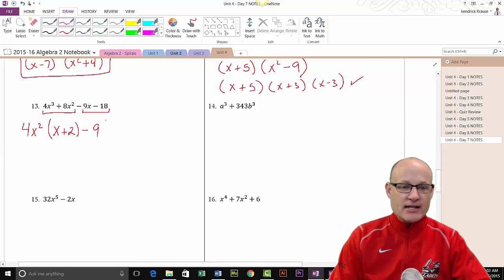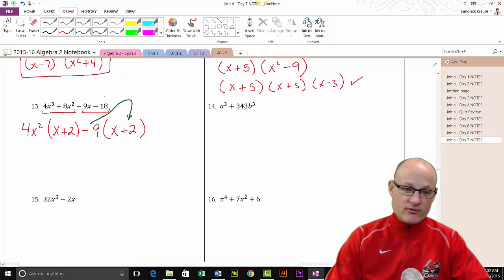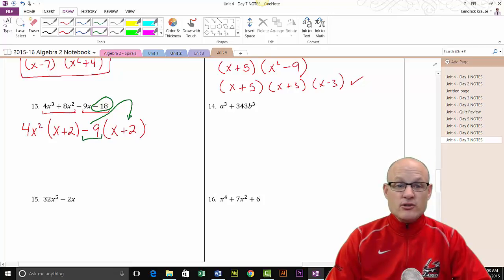I can take out a 9. I'm left with x plus 2. Some of you are still struggling where I'm getting this x plus 2 from. Negative 9 times positive 2 is negative 18. So when you actually take out a negative number, you have to change the sign of everything on the inside.